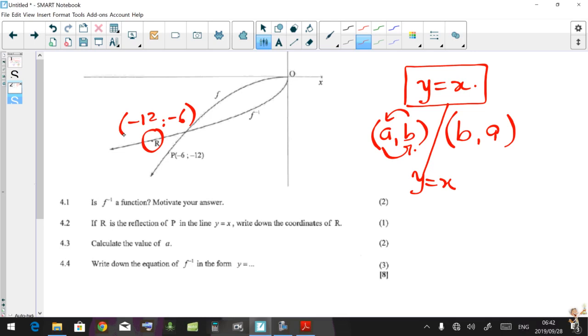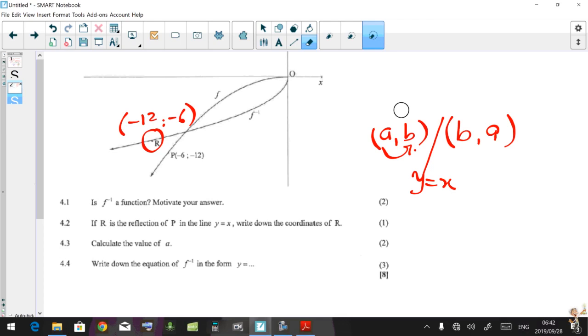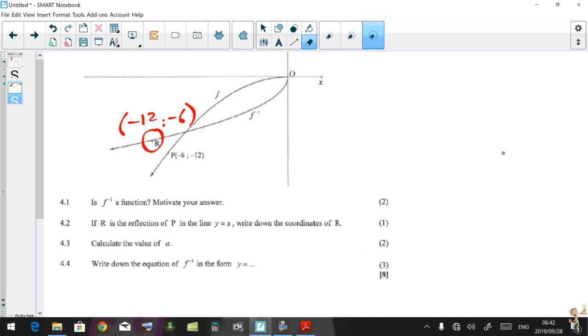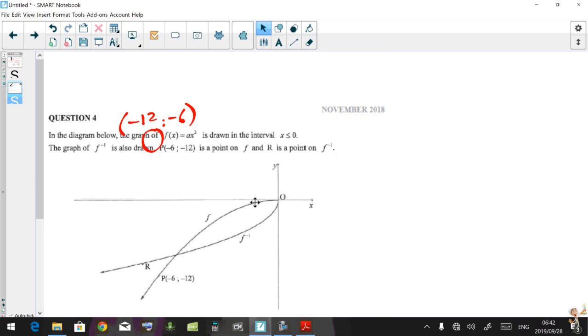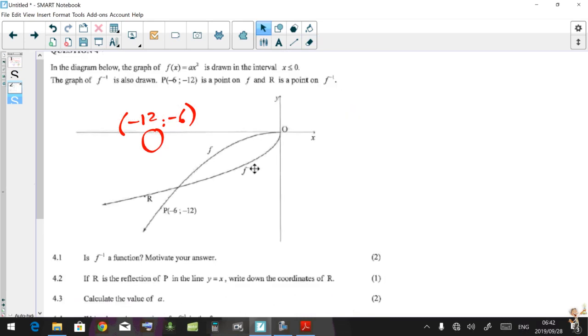So those are quick basic function ideas that we need to know. Calculate the value of a. Calculate the value of a. I want to create space here. Calculate the value of a. To calculate the value of a, there must be a given expression of a function. Let's go check. We have f of x equals ax squared.